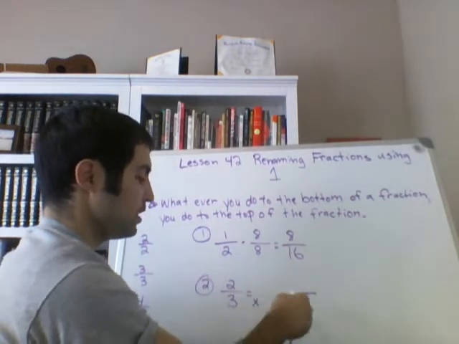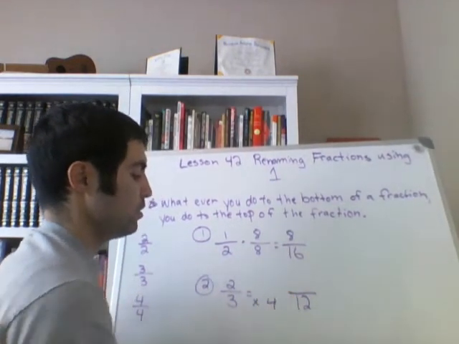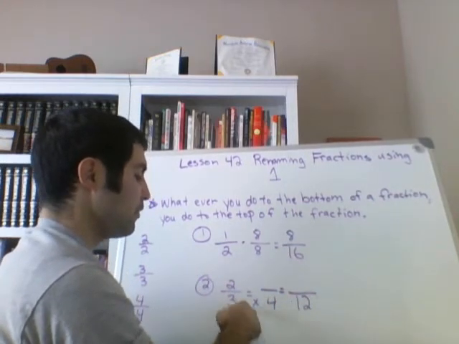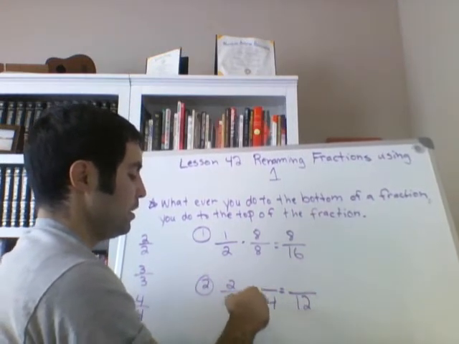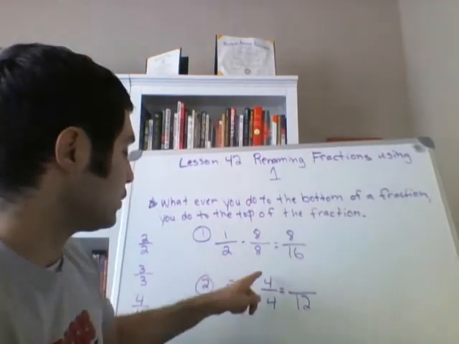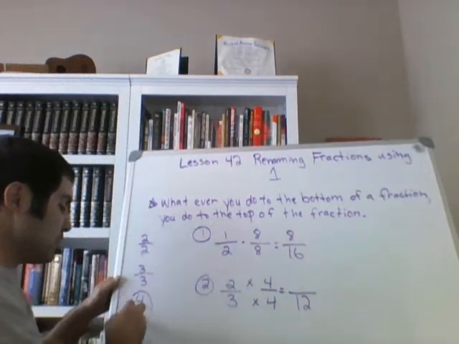3 times what number equals 12? And your answer is 4. Okay? So, if you multiply the bottom of a fraction by 4, then you have to multiply the top of a fraction by 4. Notice, 4/4. That was one of our answers.